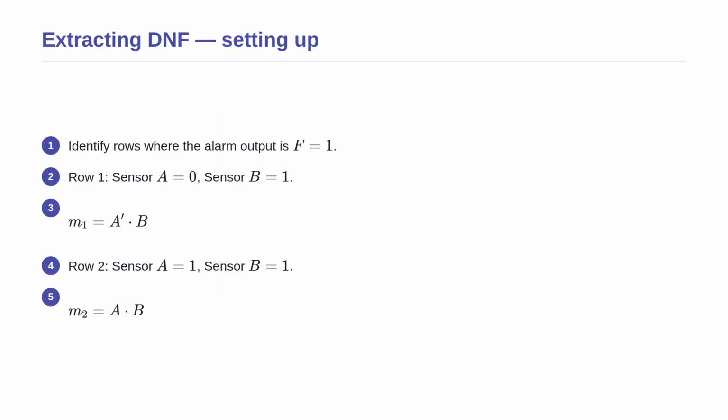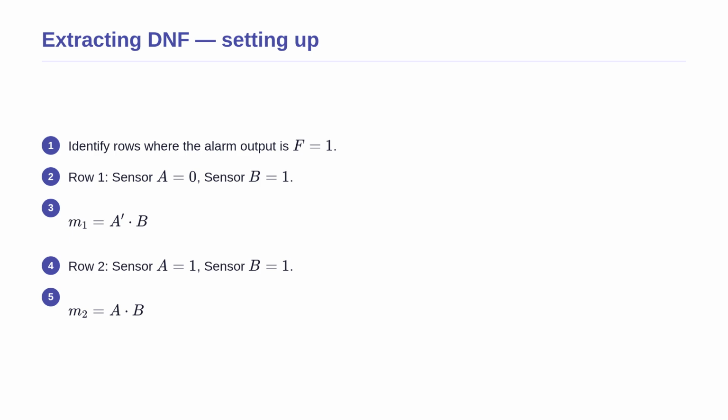Before we move on, let us see this with a concrete example. Suppose we have a security system with two sensors, A and B. The alarm F rings, meaning it outputs a 1 under two specific conditions. First, it rings when sensor A is off, meaning 0, and sensor B is on, meaning 1. To capture this, we create our first minterm. We invert A with a prime symbol to turn the 0 into a 1, giving us A prime and B.